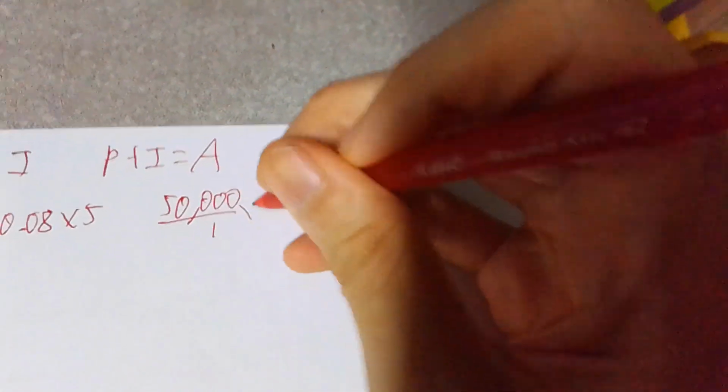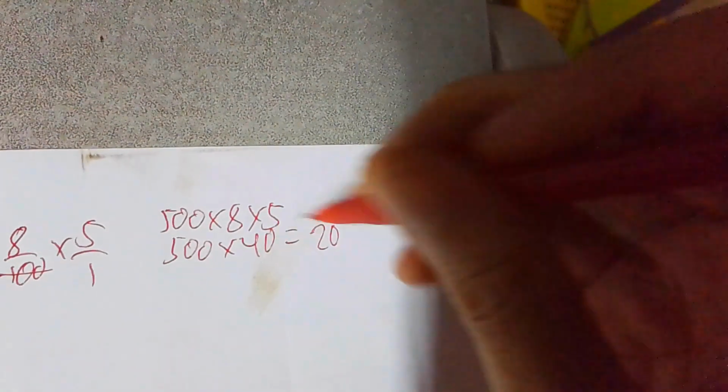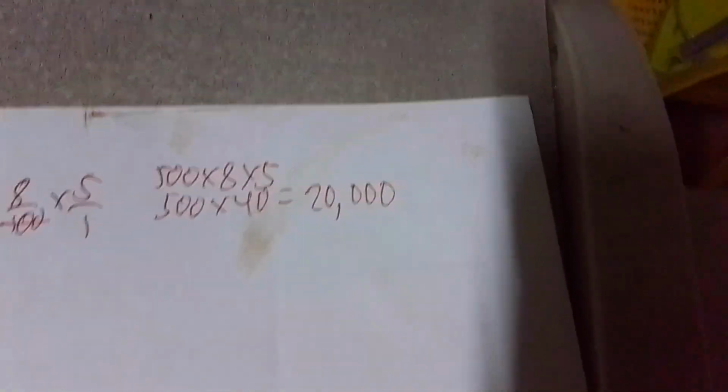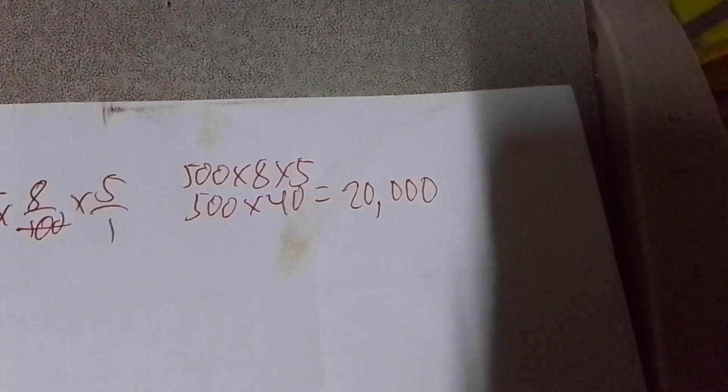Now, for number 1, we have 50,000 as our principal, times 8%, which is 0.08, times 5. We can just multiply everything together, but I feel like it would be better to use fractions, because fractions are also a good help. I can simplify whatever I can simplify, like removing the 2 zeros and making everything 1. So this is just going to be 500 times 8 times 5. 8 times 5 equals 40, and 500 times 40 is 20,000. That is our simple interest.